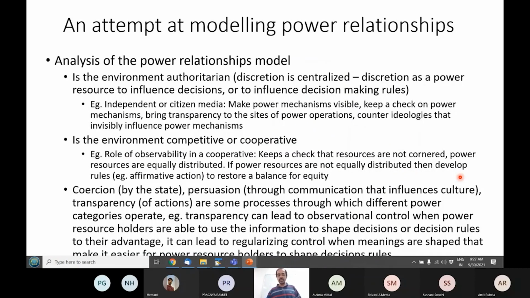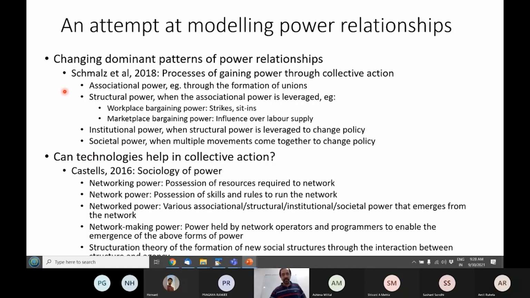And so it's very preliminary right now, but this is where I'm trying to do some modeling. Let's see if it works out. Taking that even further, when it comes to collective action, people have also talked about how some of this power can emerge. They talk about associational power that emerges when people associate with each other.